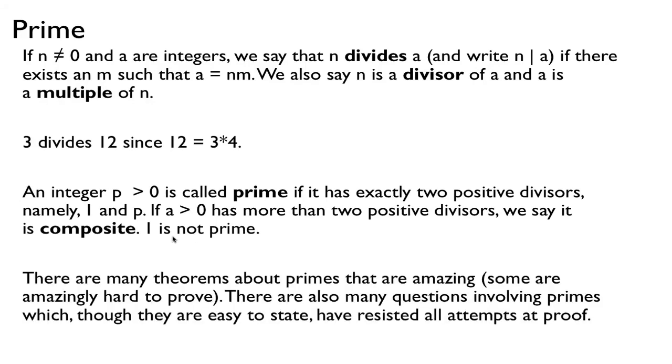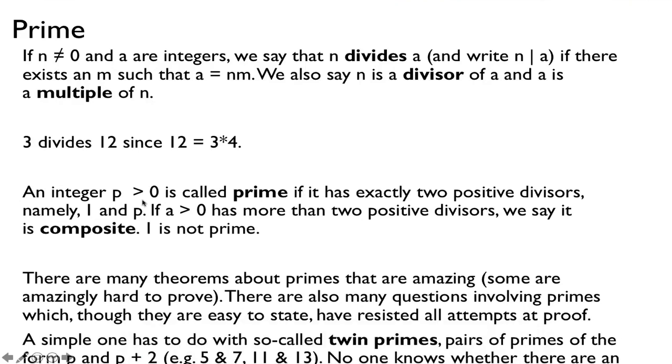So there are actually many theorems about primes that are really amazing. Some of them are really hard to prove, and there are also many questions involving primes that are very easy to state but very hard to prove. Again, there's a whole branch called number theory that deals with primes and divisibility. One simple example is a famous one called the twin primes theorem. Well, it's a conjecture really at this point. We don't know if it's true, but it's likely to be true because computers have checked for really big numbers.